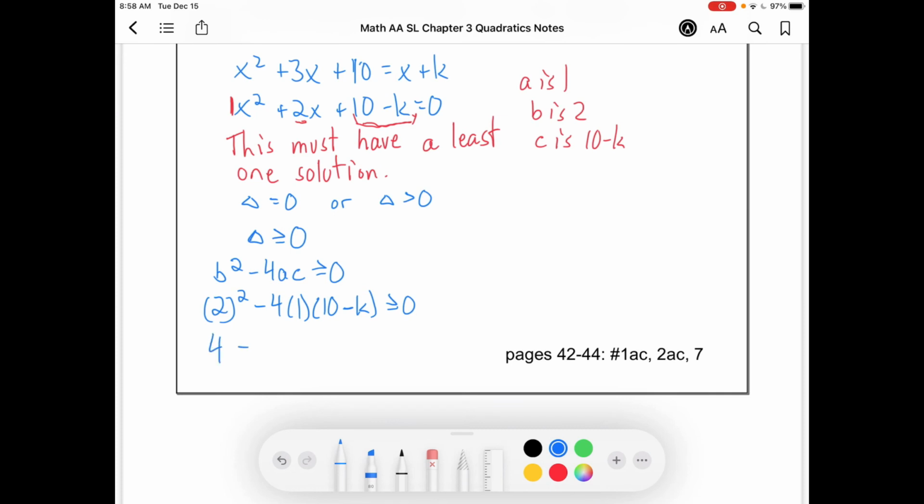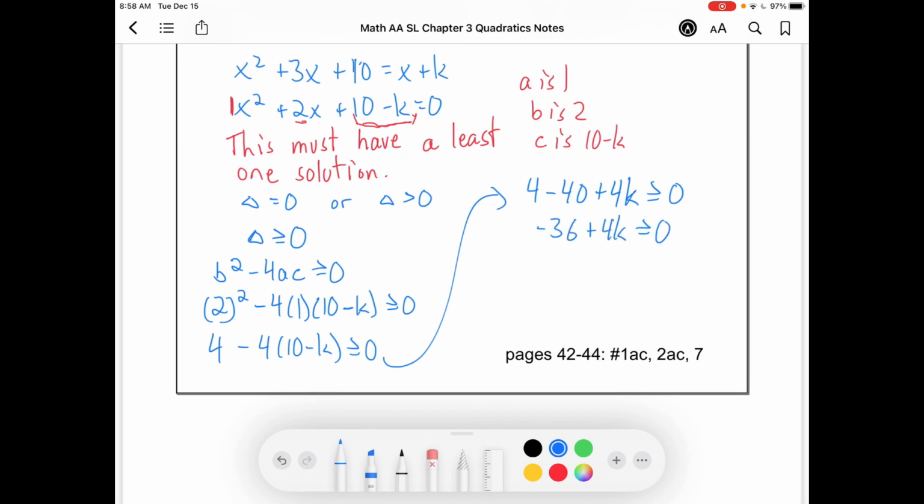So 4 minus, let's see, 4 by 10 minus k is greater than or equal to 0. Let's keep this going. 4 minus 40 plus 4k is greater than or equal to 0. Okay, so that's negative 36 plus 4k is greater than or equal to 0. 4k is greater than or equal to 36. k must be greater than or equal to 9.